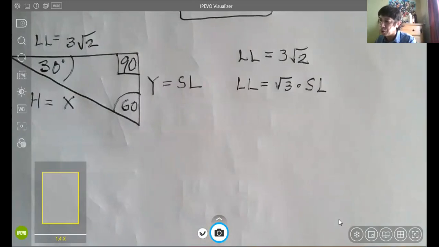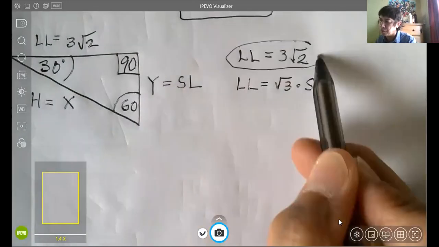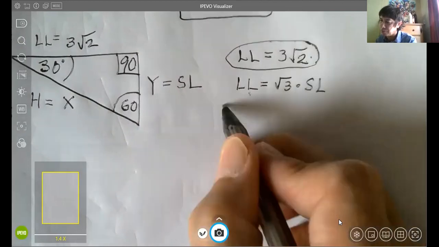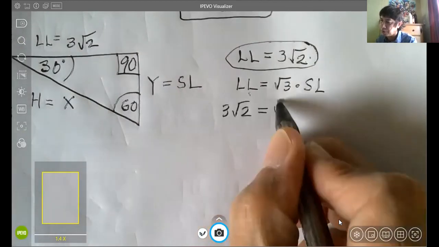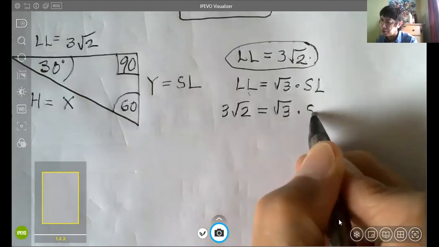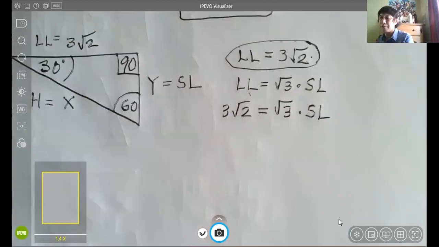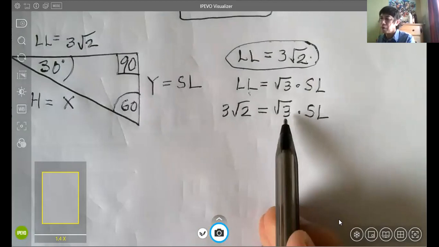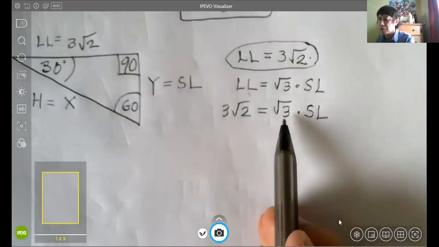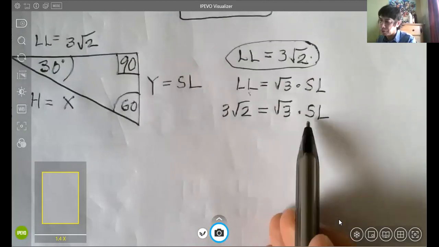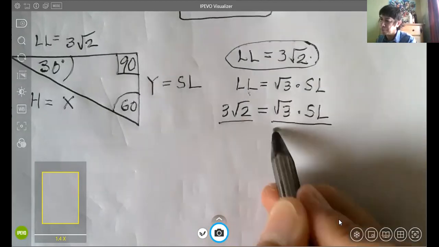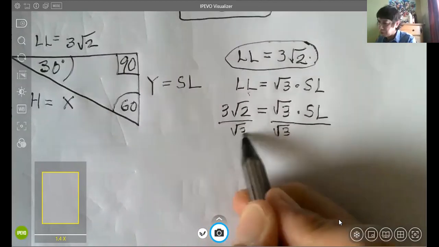Now we're going to substitute this value here. Longer leg is given, 3 square root of 2 equals square root of 3 times the shorter leg. And so we're after the shorter leg here. Therefore, we're going to divide by this number. Remember in algebra, the numerical coefficient of the variable will be used as divisor. So we're going to divide both sides by square root of 3, like this. And this cancels out.